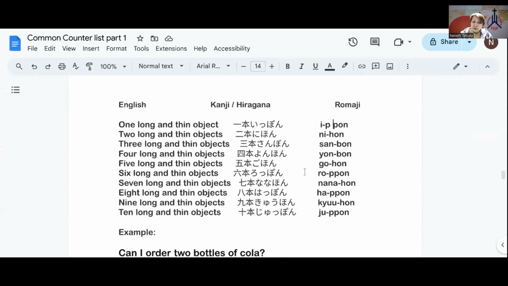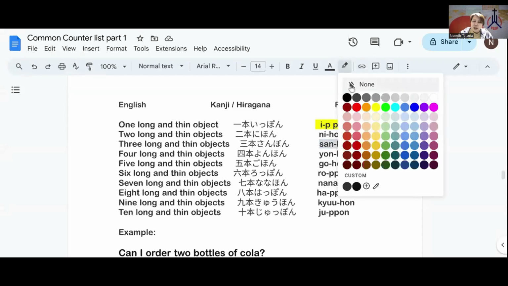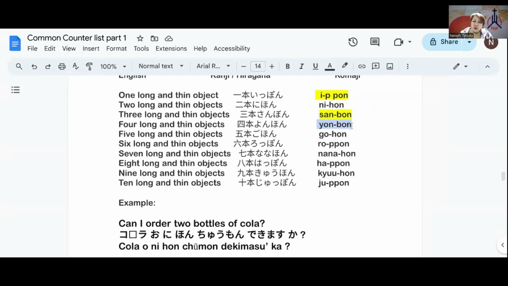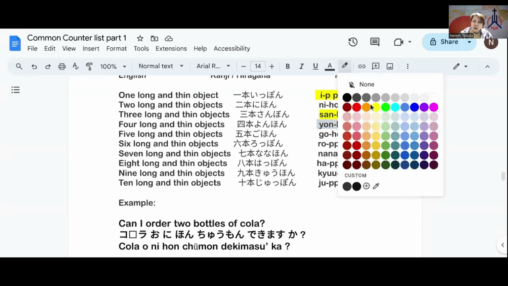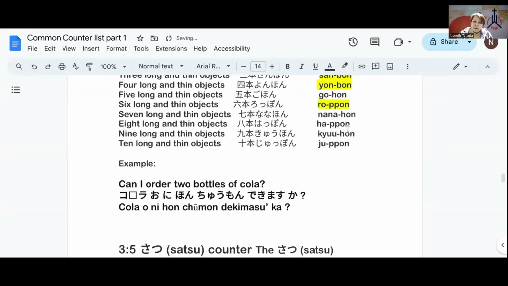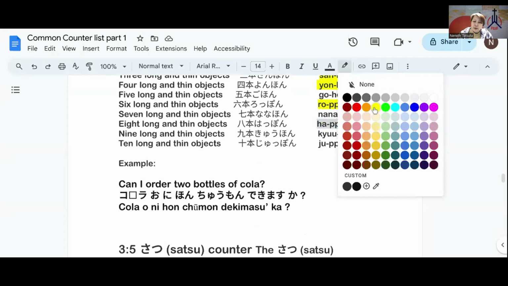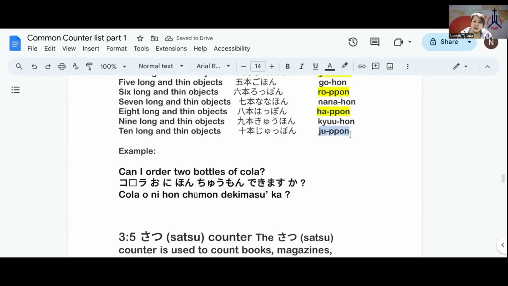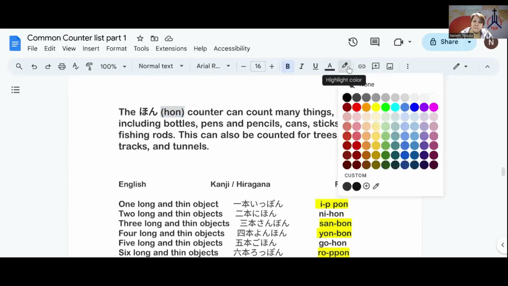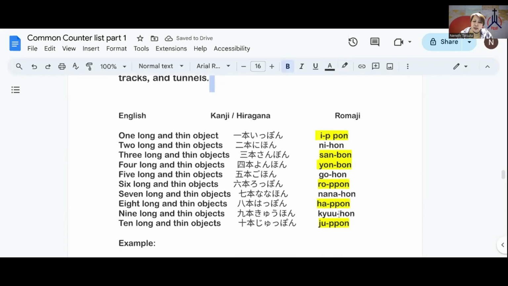Nihon, sanbon. There is an exception here. The number one, ippon, and sanbon, it changes. Like sanbyakuen, it becomes byaku, here it becomes B again. Sanbon. Yonhon, yonhon. Gohon, roppon, nanahon, happon, kyuuhon, juppon. These are all exceptions. It changed. But ordinarily, this is hon. So be careful with these exceptions.